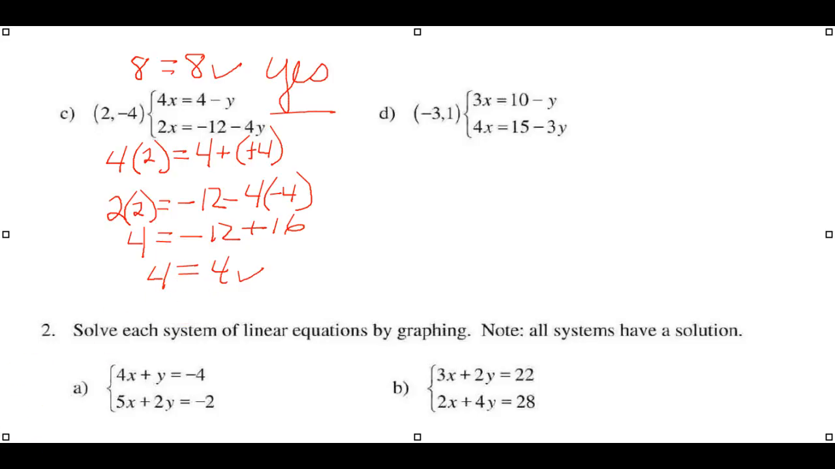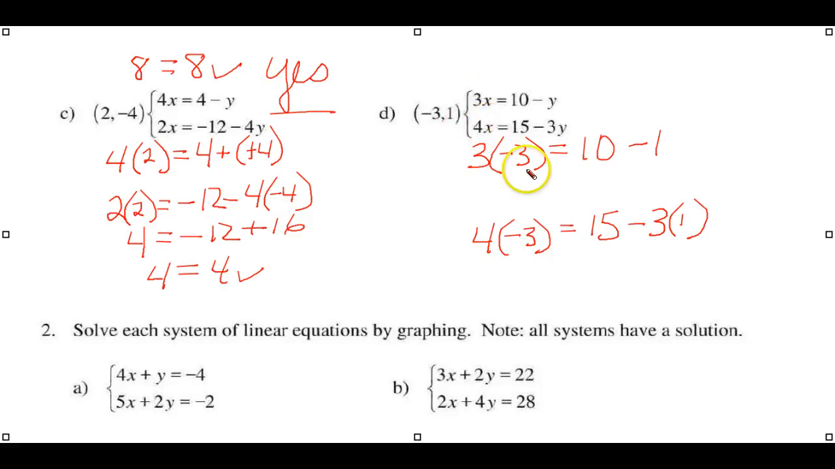All right, let's do letter D. Now in example D, we get here a negative 9 equals 9. So that's a no. And here we get a negative 12. This is a negative 3. This is a positive 12. So neither of them work. So for letter D, it said no.